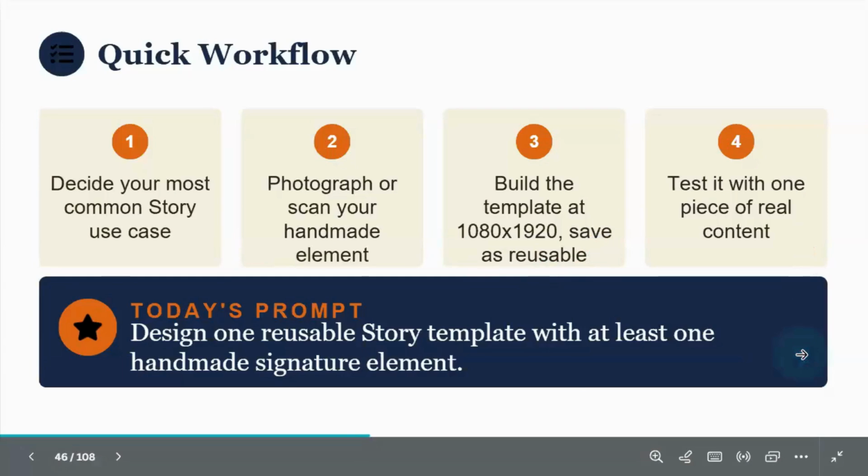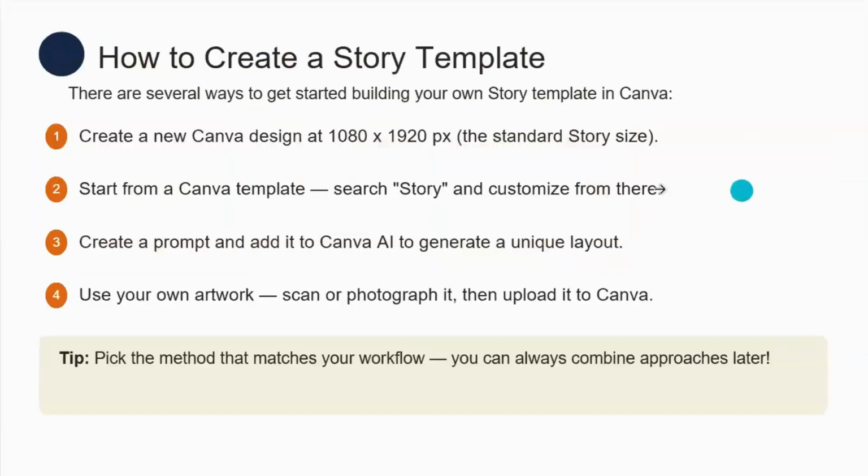And there are different ways to create a story template in Canva. Open up the blank document and you just start from there and start adding your elements in. You can look under the Canva templates and in the search, put story, and you'll find a whole host of templates that will pop up that you can use and change and customize.